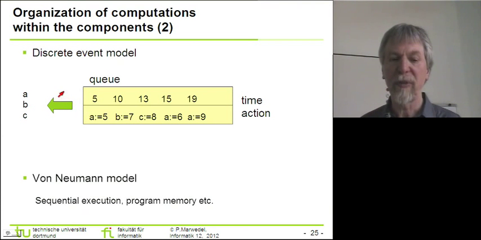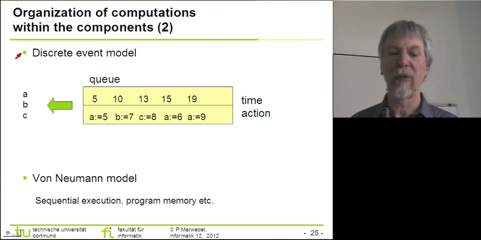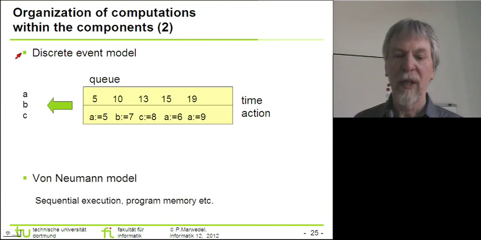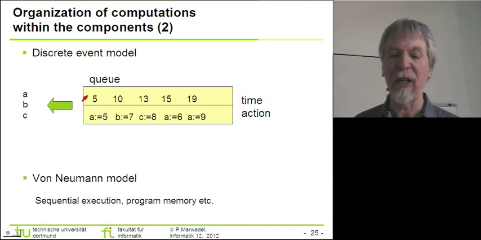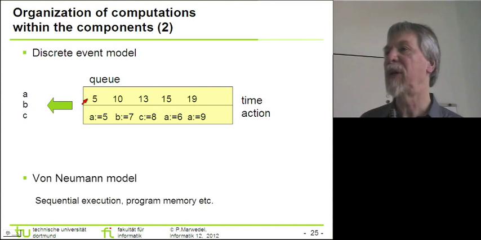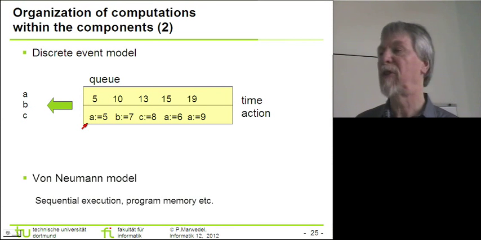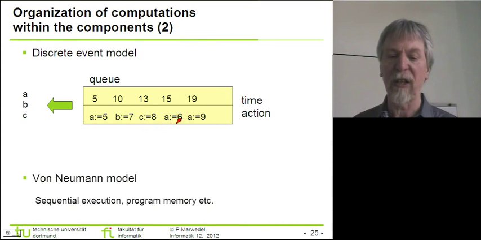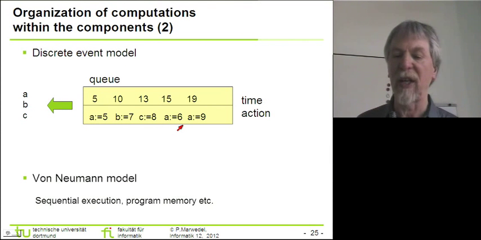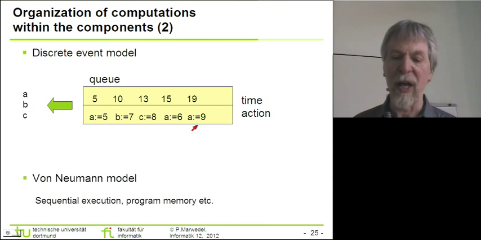As a second option, we might be using so-called discrete event models. In a discrete event model, we are using a certain queue, a queue where we have stored certain entries, and in these entries we have a time and we have a certain action. So each of these entries has a time field and an action field, and these entries would typically be sorted by the time at which the action should happen.